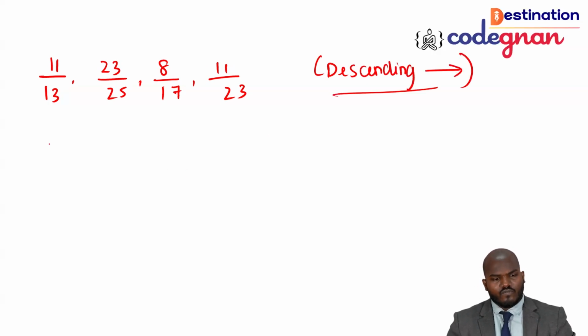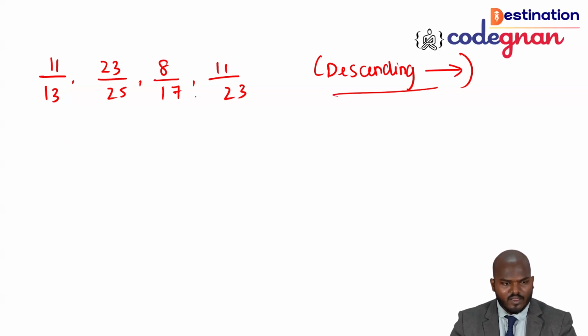First I want to check whether everything in the given numbers is a proper fraction or not, proper fraction or improper fraction. This is called a proper fraction because the numerator is less than the denominator here. And 23 by 25 is also a proper fraction. This is also a proper fraction. This is also a proper fraction. Then all the things we have here are proper fractions.